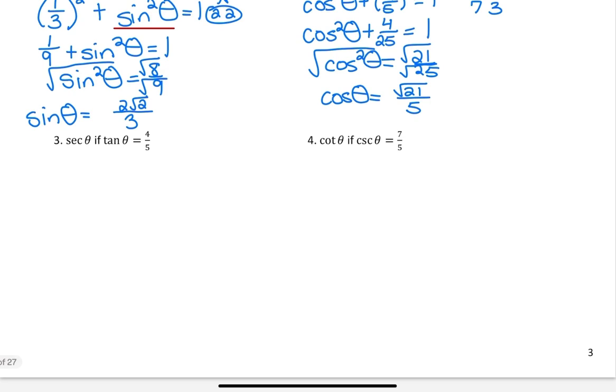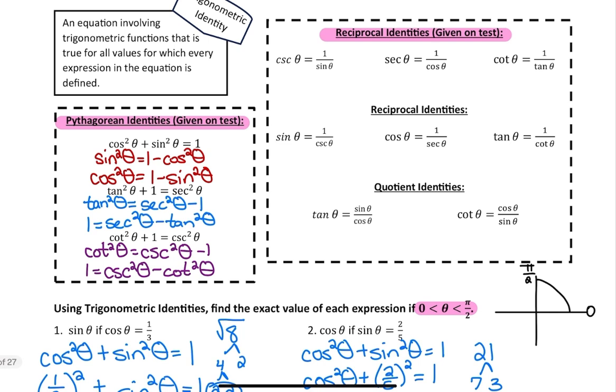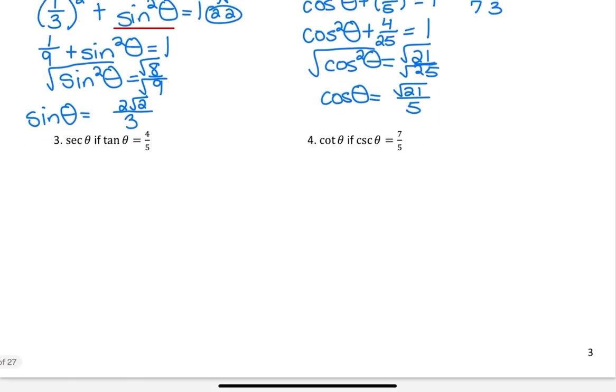Number 3, it's asking us to find secant of theta if tangent of theta is equal to 4/5. So if we look back at our identities, the one that connects secant with tangent is right here. So we can rewrite this using that identity. So we will have tangent squared theta plus 1 is equal to secant squared theta.